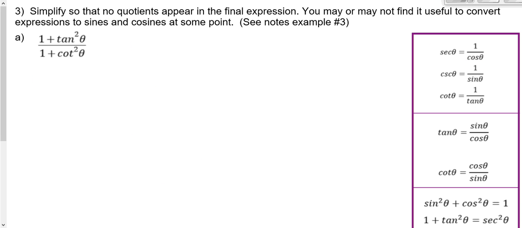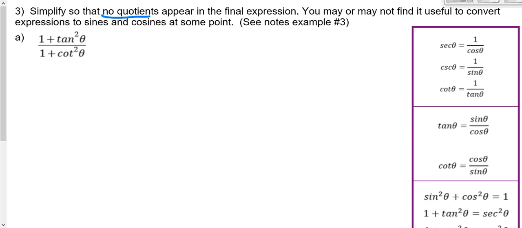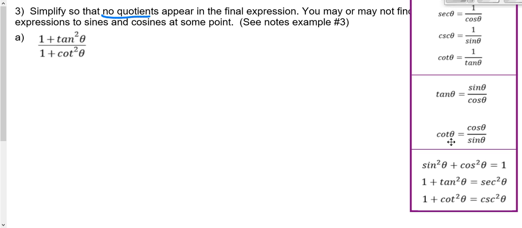Number 3. Same directions. You may or may not choose at some point to change to sines and cosines in the process of trying to simplify. And our goal eventually is to not have any quotients. So once again, let's take a look at our Pythagorean identities. So we have 1 plus tangent squared theta. We can replace that with secant squared theta. And then for the denominator, 1 plus cotangent squared theta, we can replace that with cosecant squared theta.